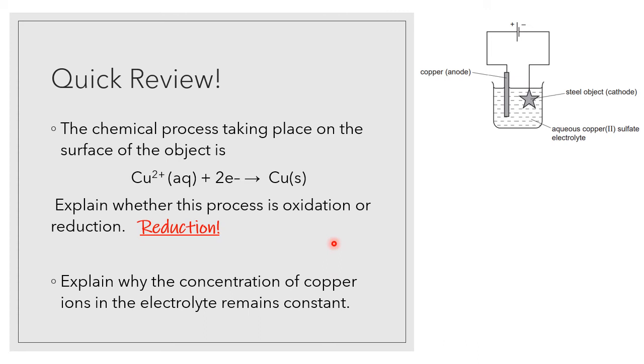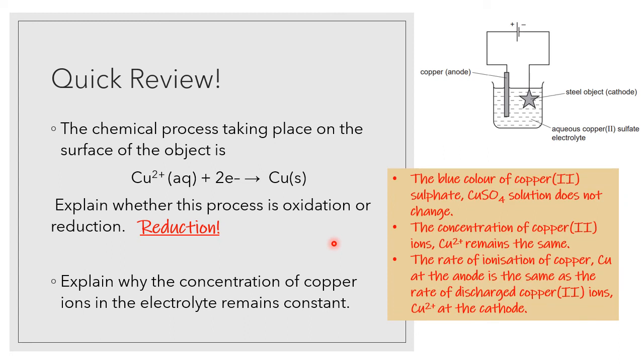Explain why the concentration of the copper ions in the electrolyte remains constant. Reason: the concentration of copper 2+ ions in the electrolyte remains the same because the rate of ionization of copper at the anode is the same as the rate of discharge of copper 2+ ions at the cathode. Maksudnya begini, Cu2+ ion yang ada dalam electrolyte ni dia akan pergi ke steel object, pergi ke cathode and then discharge di situ. Kemudian dia akan diganti dengan copper anode yang dissolve sebagai Cu2+. So that's why dia punya concentration tidak berubah.